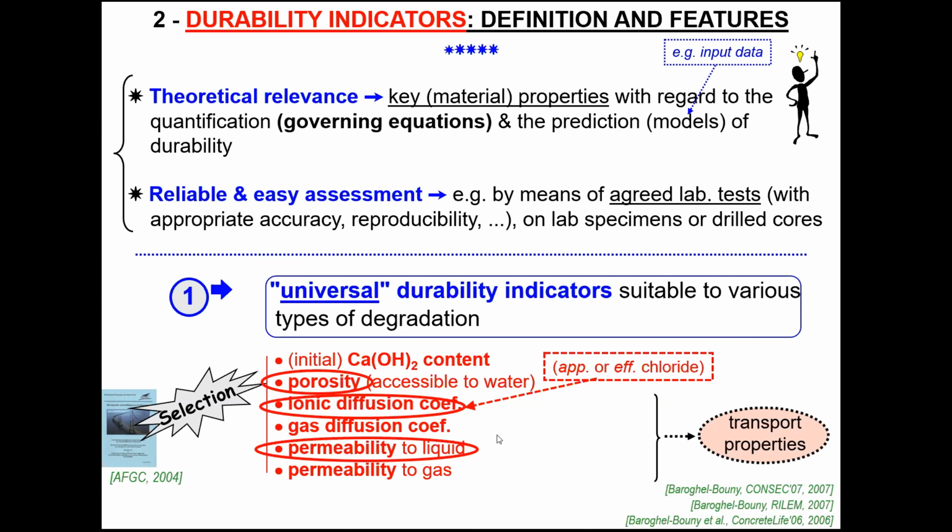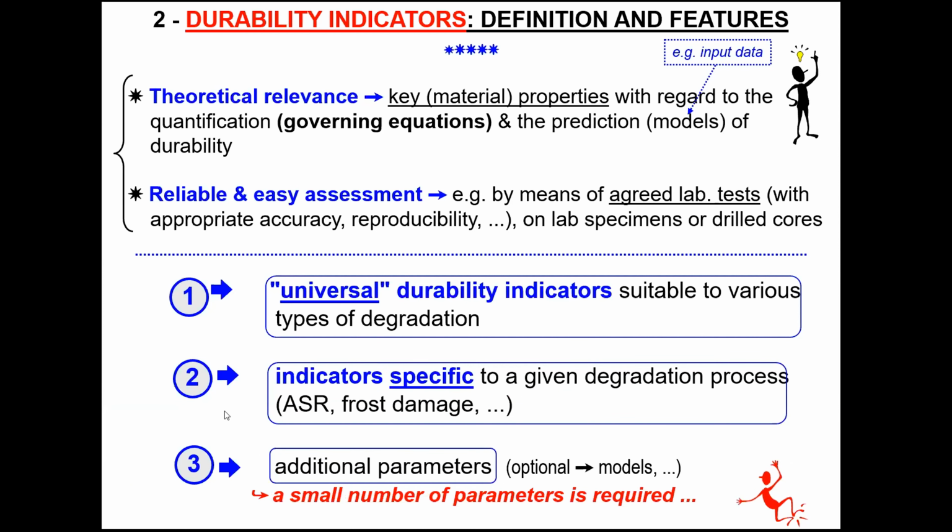And depending on what your purpose is, you will select among this set of parameters. You may need in addition some specific indicators for a given degradation process, for example, for frost damage. So you will need some indicators specific to this damage, ASR, sulfate attack, etc. And you will need, of course, additional parameters when you use a complex parameter for prediction, but this is optional and you can select depending on what you want.